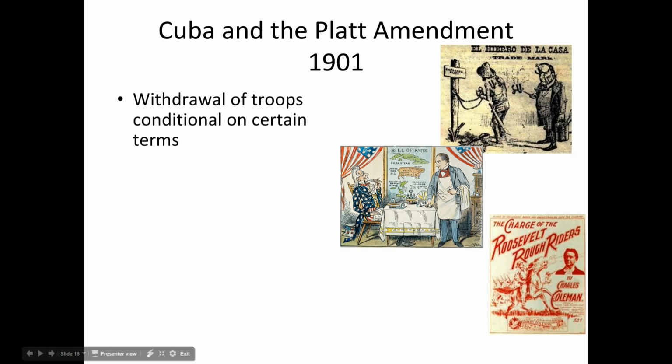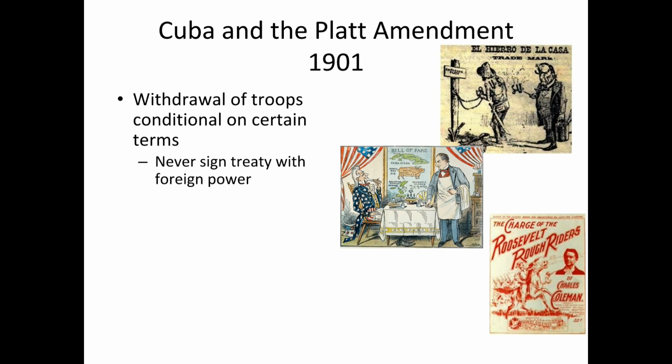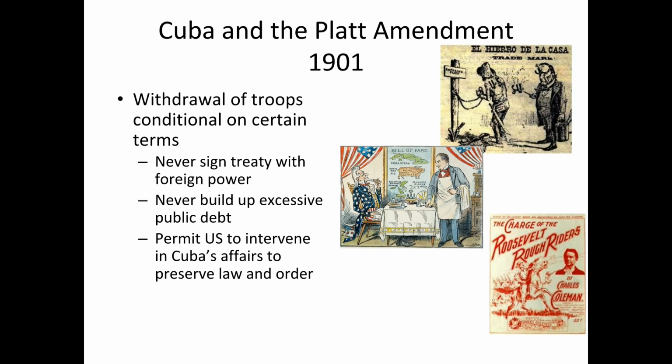In 1901, we agreed to withdraw troops from Cuba, and this was conditional on certain terms: that one, they would never sign a treaty with another foreign power, and they would never build up excessive public debt. Most of that debt would be to us in the United States anyway. And that they would permit us to intervene militarily on their behalf to preserve law and order.